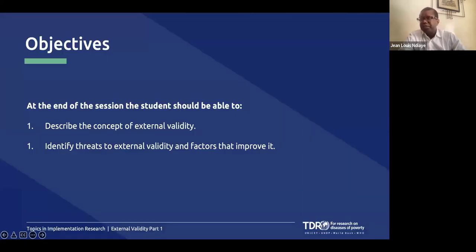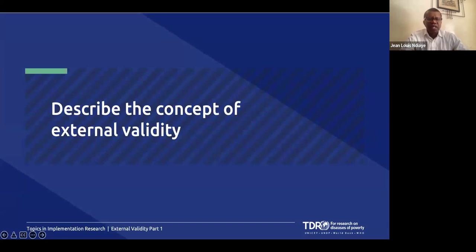So the objective of this lecture, by the end of this, we will be able to describe the concept of external validity and identify threats to external validity and also factors that can improve it. And in the second part, we will do some practice exercises. So first of all, let's go to what is really external validity. What is validity?